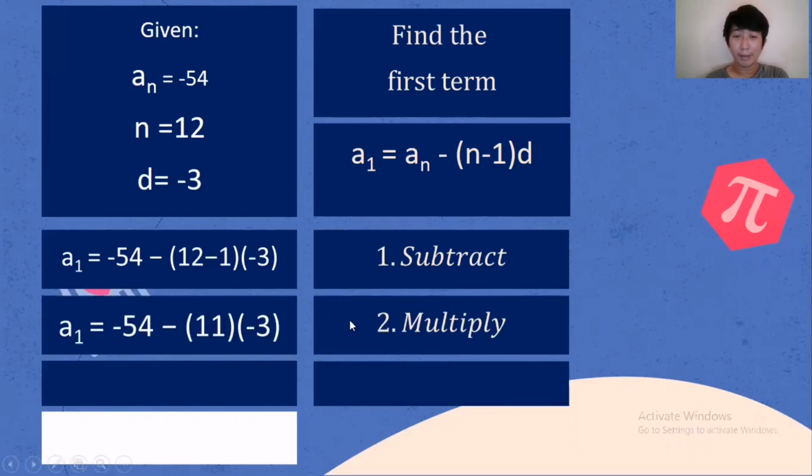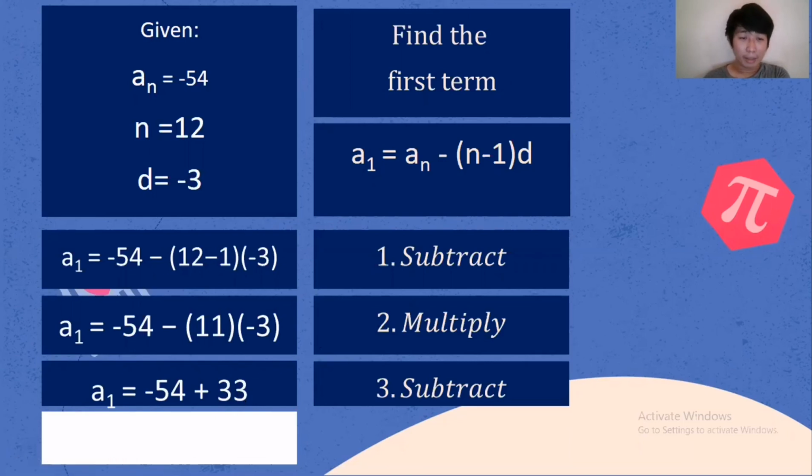The next process, we multiply. 11 multiplied by negative 3, that is negative 33. So the last part is subtract. That is negative 54 plus 33, that is negative 21. The first term of the given sequence is negative 21.